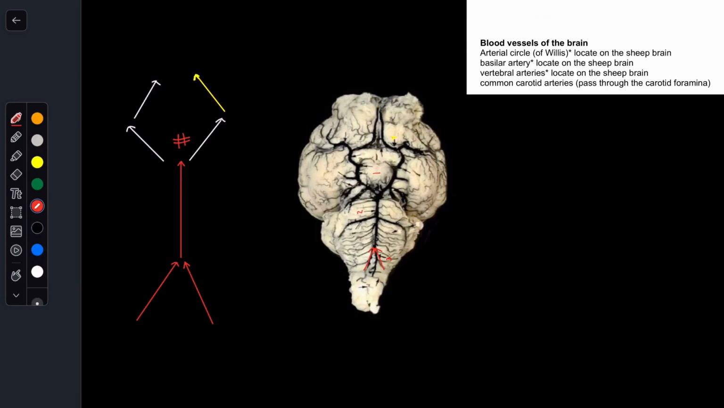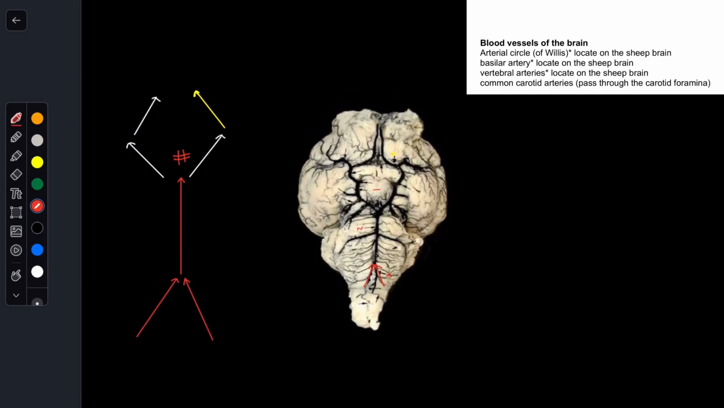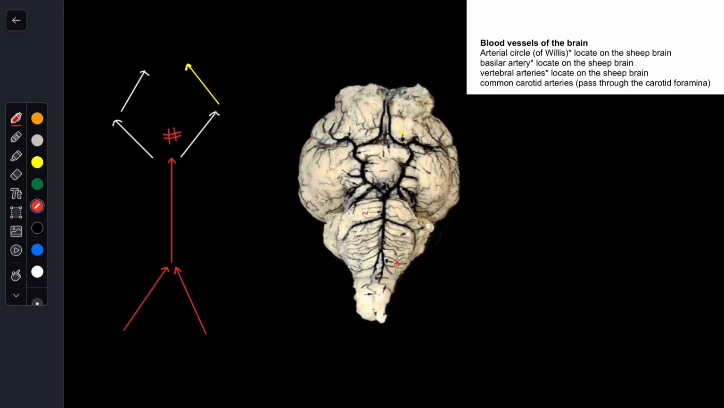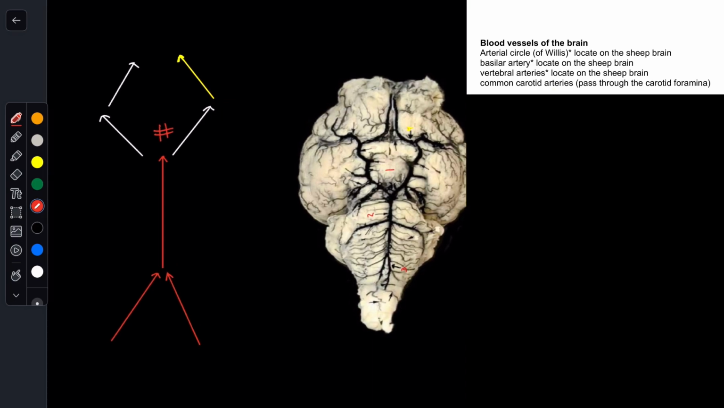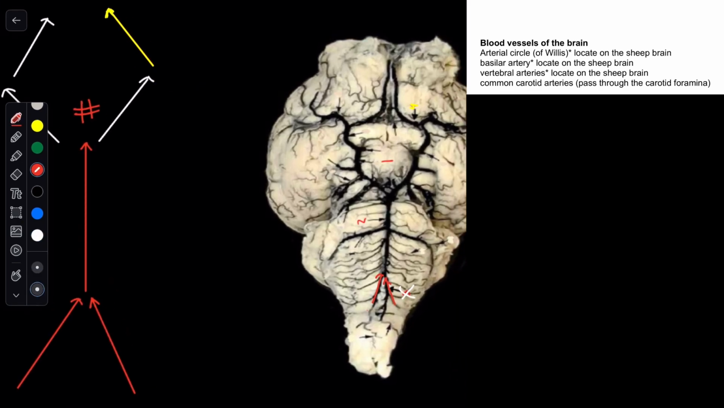Okay, going over the arteries of the brain. Let me just erase what I already wrote here. I drew it in a structure that looks like a guy raising his hands. As you can see here, this structure going inside is known as the vertebral artery. The vertebral artery connects to the basilar artery. Did I say that right? Basilar artery? Yeah, whatever. That right there is the basilar artery.